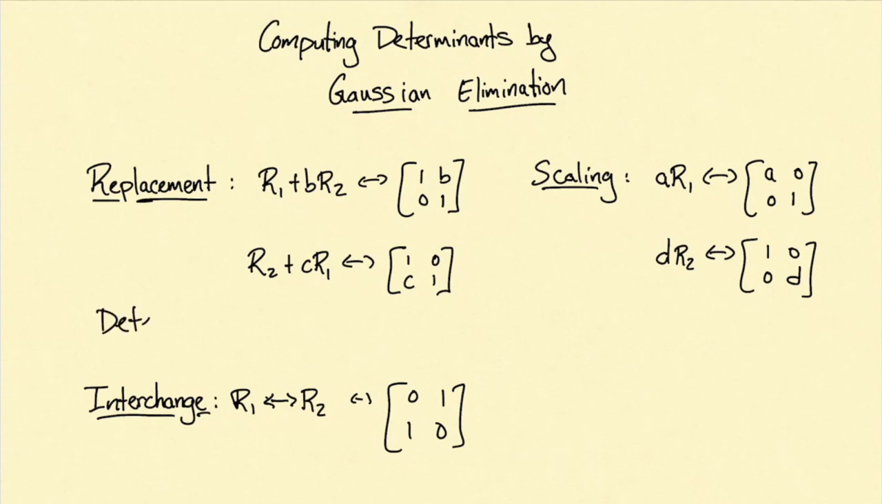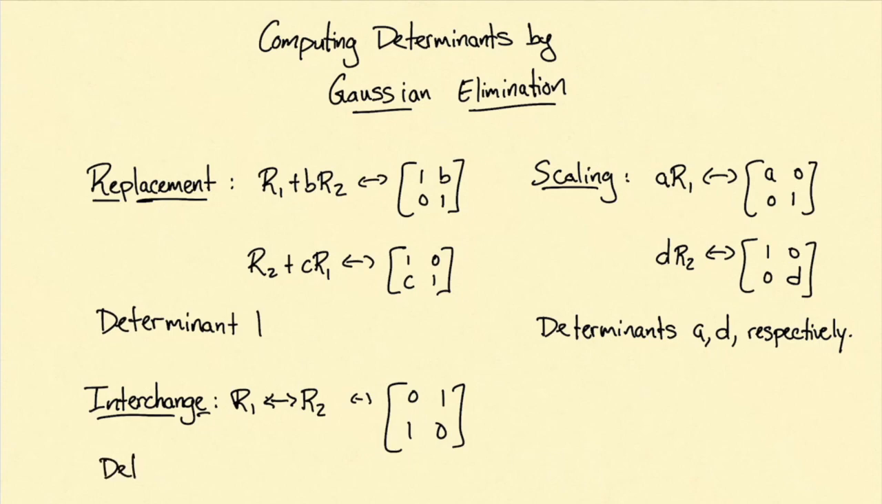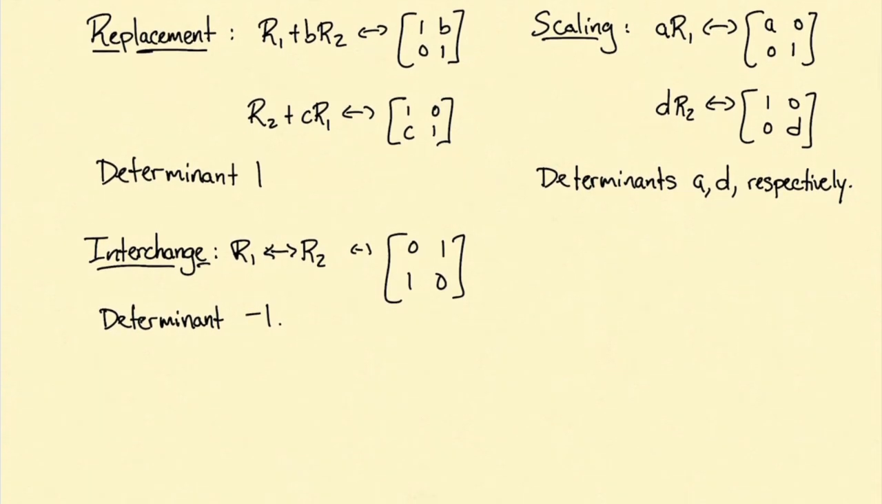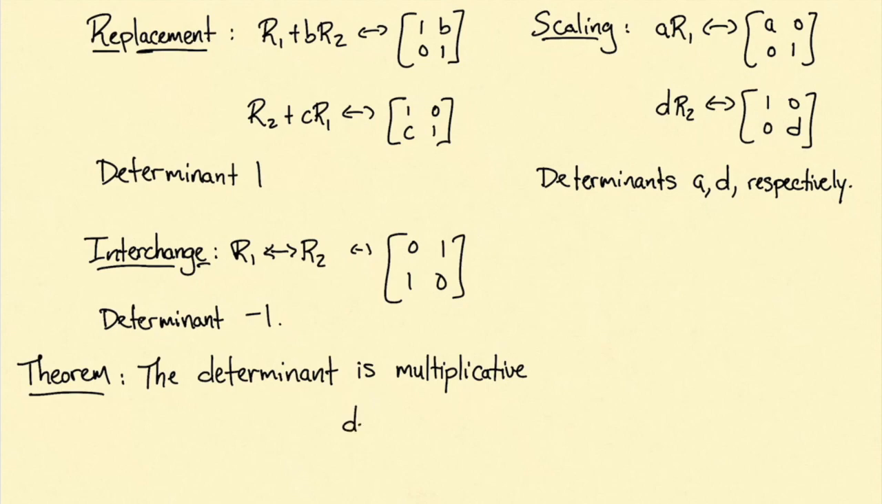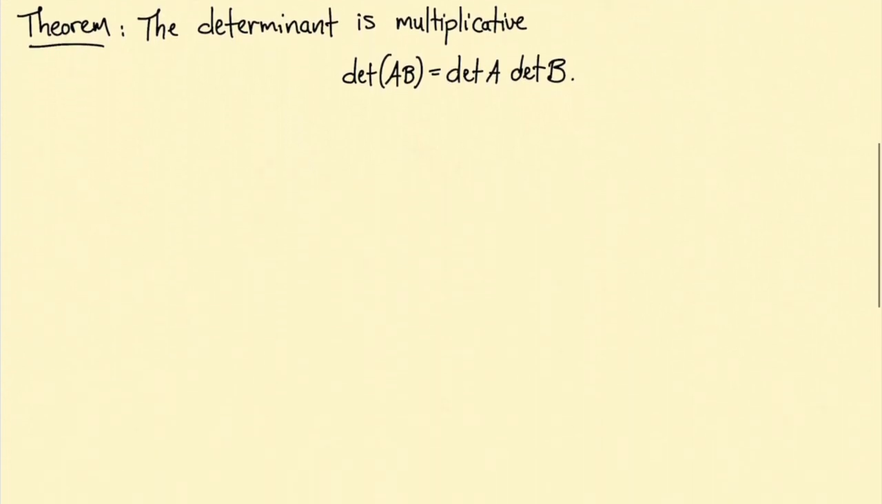Now, for the replacement operations, we remember that these matrices have determinant 1. The two scaling operations, the first one has determinant A, the second has determinant D. And finally, the interchange operation has determinant -1. The main tool that we'll use for this video in computing general determinants is the following theorem. The determinant is a multiplicative function. That is, the determinant of A times B is equal to the determinant of A multiplied by the determinant of B. So to see how this is useful, let's work an example.